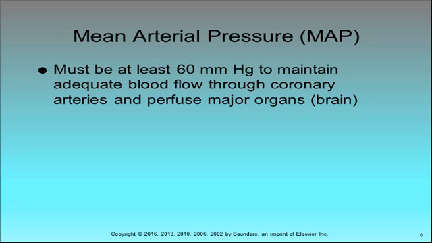To maintain adequate blood flow through those coronary arteries, you have what we call a mean arterial pressure. That mean arterial pressure must be at least 60 mmHg to maintain adequate blood flow through the coronary arteries and help perfuse all your major organs like your brain, your lungs, and your liver. If the mean arterial pressure gets below that, your organs are not getting the oxygen they need, and tissues start to die.